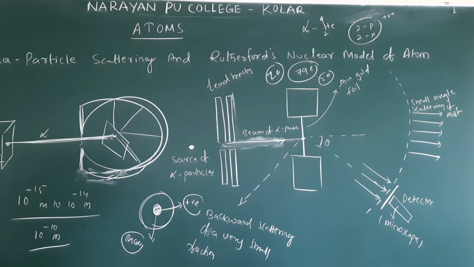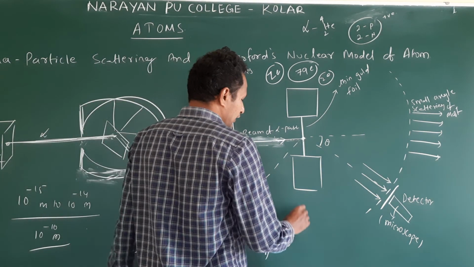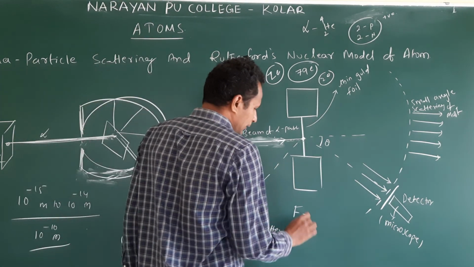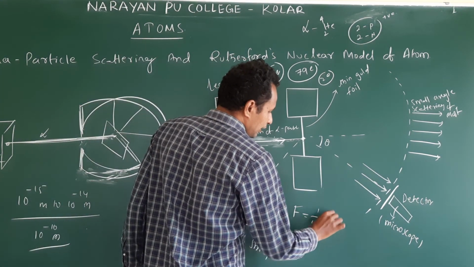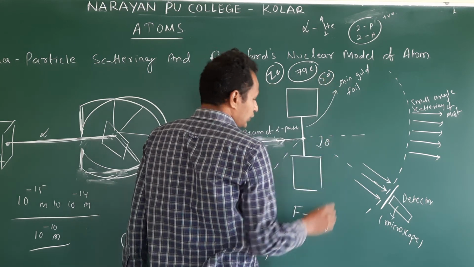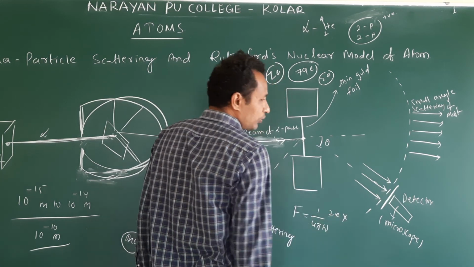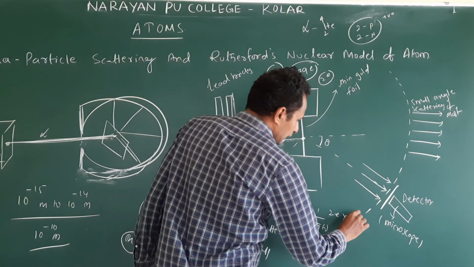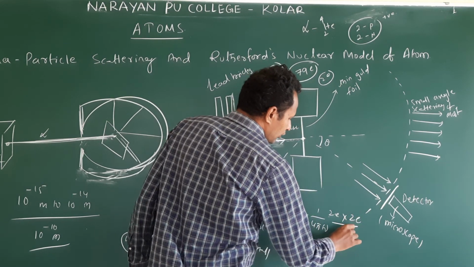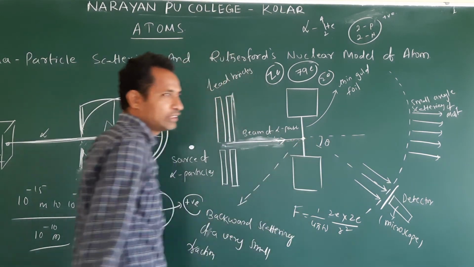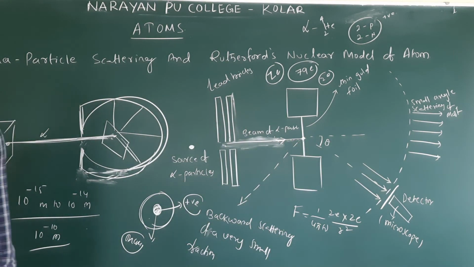The repulsive force is given according to electrostatics. What is our Coulomb's law? What is that repulsive force? 1 by 4 pi epsilon naught, Q1 Q2 by r square. Here the first particle is the helium nucleus, whose charge is 2e, into the gold charge, Ze, by r square. Here r means the separation, how close it moves to the nucleus. Clear? So this is about the Rutherford model.